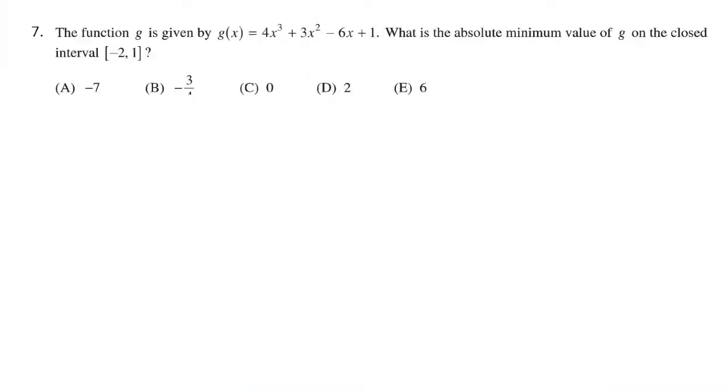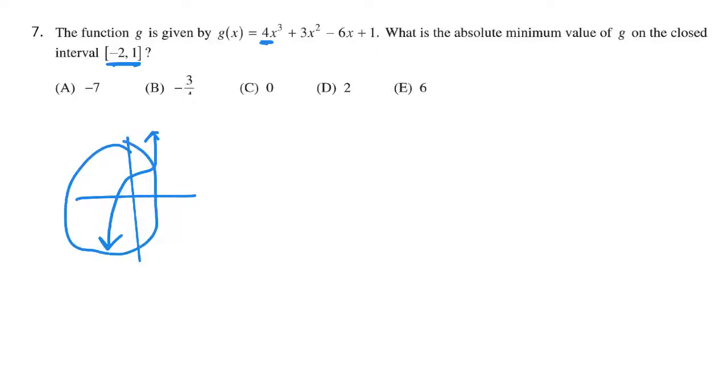Okay, so for our function g, we need the absolute minimum value, and notice I'm over a closed interval. So we need the smallest value that's going to occur over the interval from -2 to 1. So we know a cubic function is going to look something like that, just a rough graph. And so our minimum value, since that's a positive, is really going to occur somewhere back over here if we're talking about from -2 to 1.